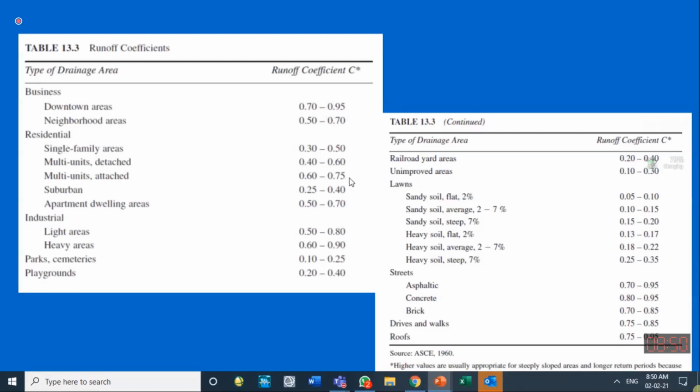So for residential area, 0.3 up to 0.75 is possible. Industrial area 0.5 up to 0.9 is possible, depending upon how much industrialization is there. As I say, the more impermeable the area, the higher the C value. If 100% is impervious, then 0.9 to 0.95 can be taken, because some evaporation will be there. This table is given by the American Society of Civil Engineers.